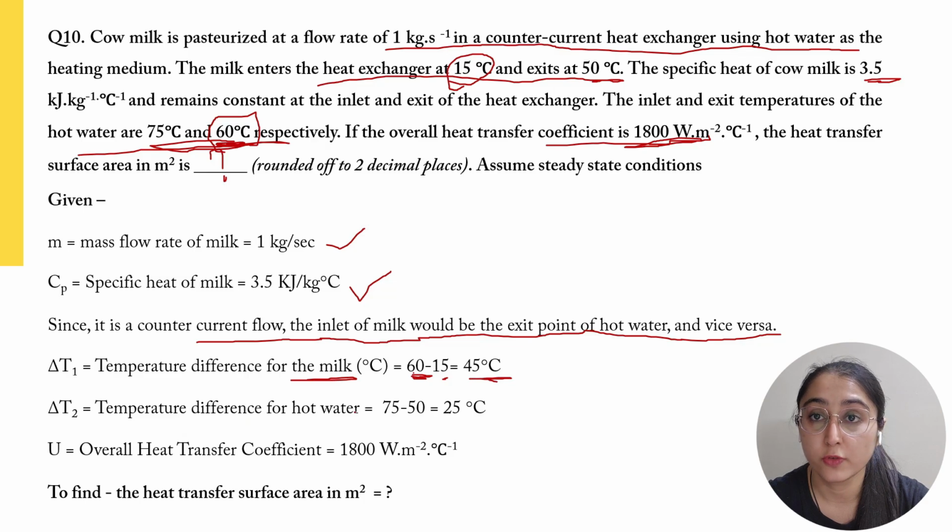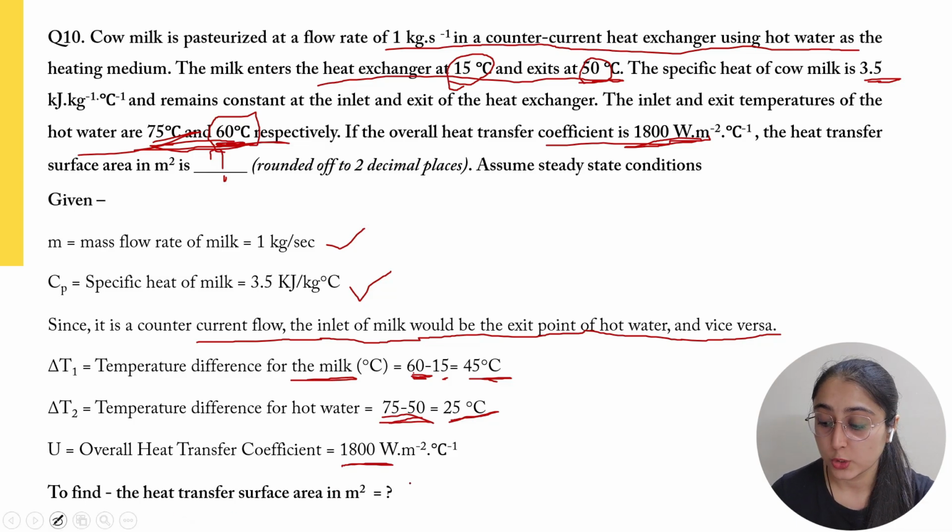Similarly, the temperature difference for hot water will also be taken in this way, because this is a counter current system. So here 75 minus 50. This 75 comes from the inlet temperature of the hot water and 50 is basically the exit temperature of the milk. So the T2 again comes as 75 minus 50, which is 25 degrees Celsius. Now here we are also given the overall heat transfer coefficient, which is 1800, and what we need to calculate is the heat transfer surface area in meter square.